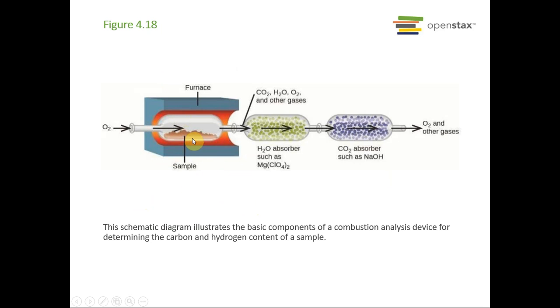So here the sample is in a furnace, we call it a tube furnace, with oxygen flowing over it, and then this reacts to form carbon dioxide, water, and it has oxygen and perhaps other gases. Well, the water is absorbed in the first section, and the carbon dioxide is absorbed in the second section. I believe nitrogen can also be analyzed this way. Anyway, and then the oxygen in the compound is determined by difference.